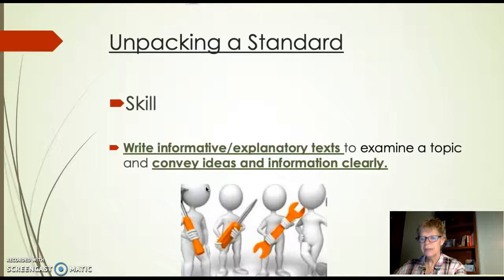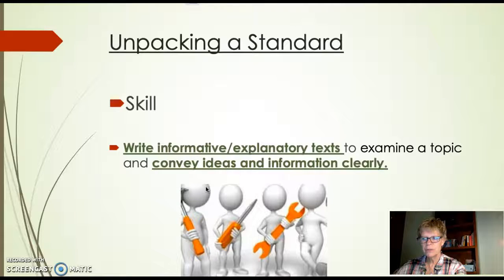The skill for this standard, the how we are going to show that we've mastered a standard, will be to write informative and explanatory texts and convey. I would kind of interpret this as speak. So convey ideas and information clearly. Students will be learning about how to organize and write a non-chronological report as an assessment for part of this unit. Non-chronological reports fulfill one section of the grade 3 literacy scope and sequence that our school requires.